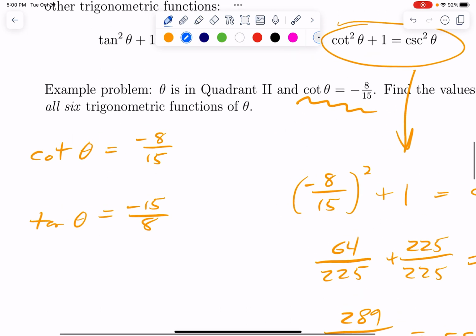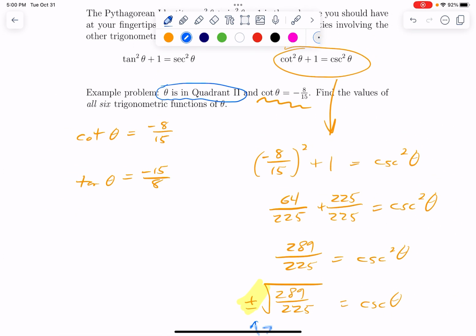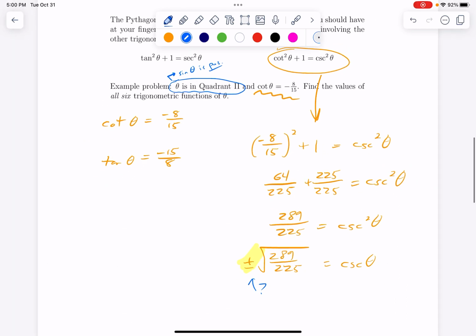Let's reread the problem. We're told that theta is in quadrant 2. So in quadrant 2, I know that sine of theta is positive. And over here, cosecant is the reciprocal of sine of theta. So if sine is positive, so is cosecant. So we've thought about this, but cosecant will be positive. And this is another one of these examples that's cooked up to be nice. The square root works out to be 17 over 15 without any radicals.